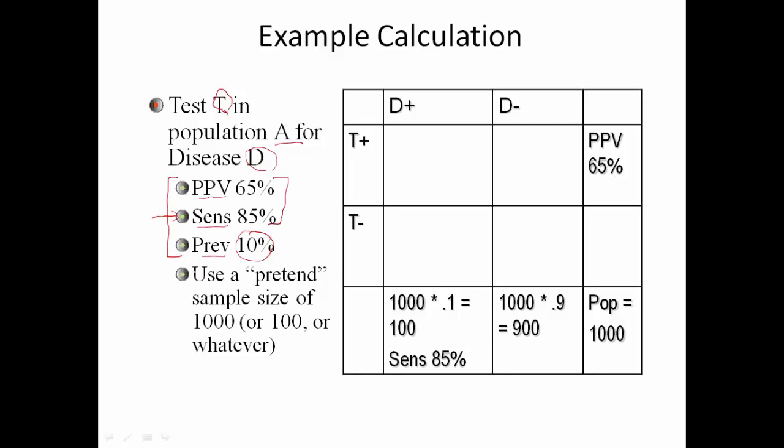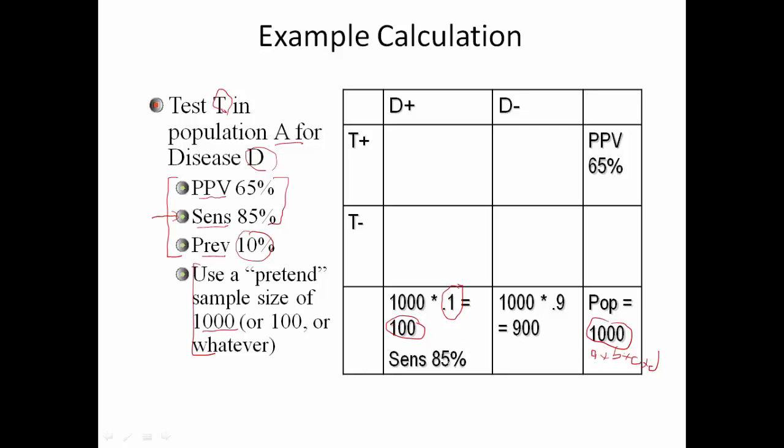So the best recommendation I have is to use a pretend sample size of 1,000. Why? Just because it gives you enough significant figures to be able to do the calculations with. So the whole population, A plus B plus C plus D, is 1,000. Okay? Now, what we know, if we're given the prevalence values, and we generally need to be, is that that's a certain amount of the population. In this case, it's 10%. 10% of the overall population is 100, right?